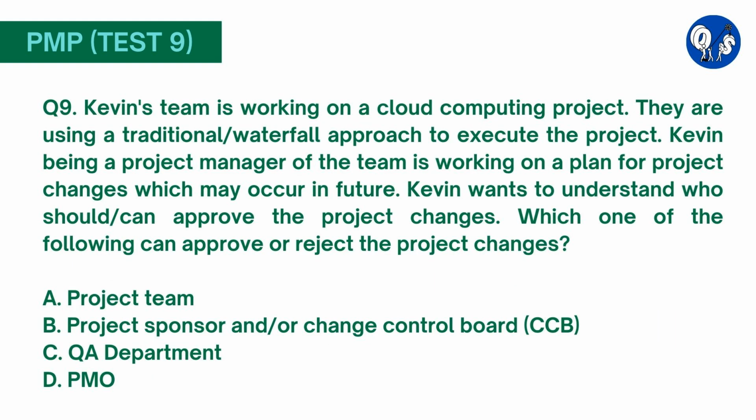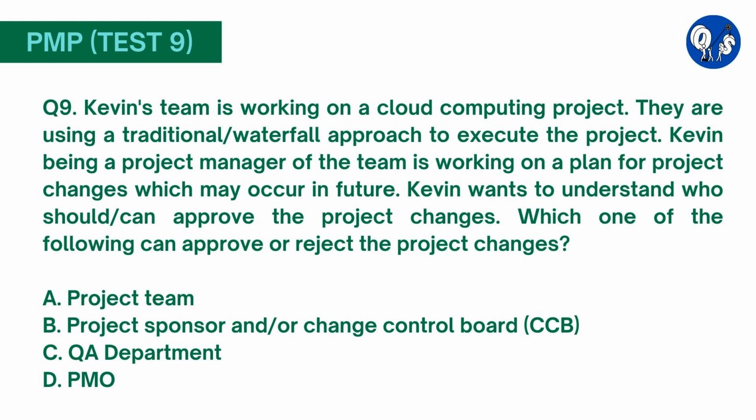Question number 9. Kevin's team is working on a cloud computing project. They are using a traditional waterfall approach to execute the project. Kevin, being a project manager of the team, is working on a plan for project changes which may occur in future. Kevin wants to understand who should or can approve the project changes. Which of the following can approve or reject the project changes? A. Project team, B.